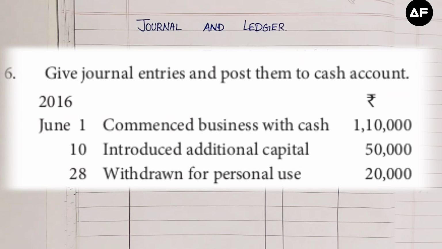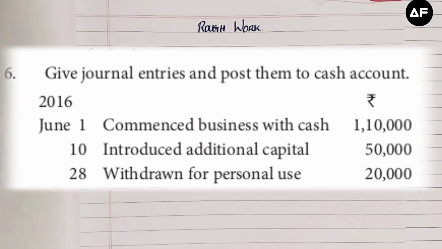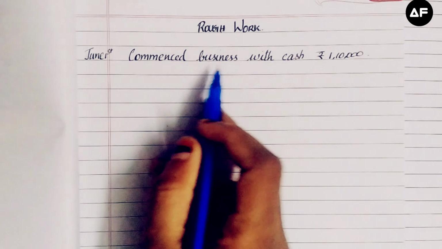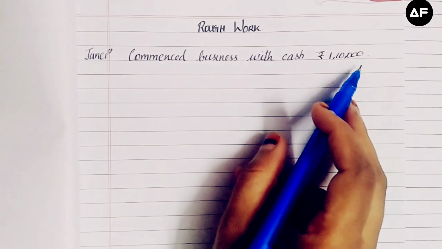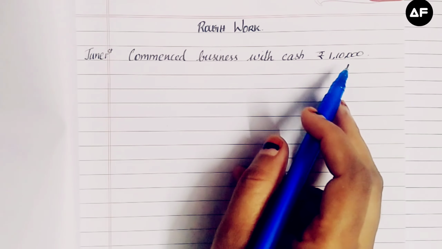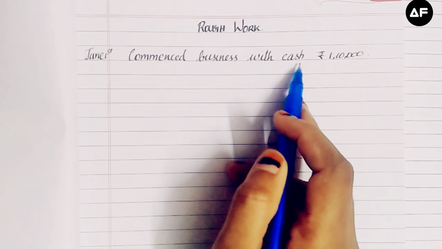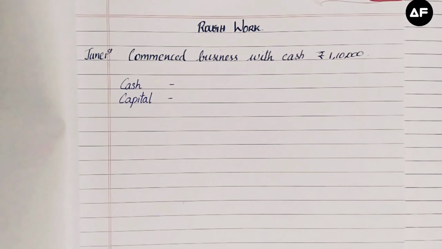There are three transactions. First one is commence business with cash, secondly introduce additional capital, and thirdly is withdrawn for personal use. So first let's look into the analysis as to how the transactions have been split into debits and credits. The first transaction is commence business with cash for rupees 1,10,000. In this transaction we have cash and the other indirect item is capital.